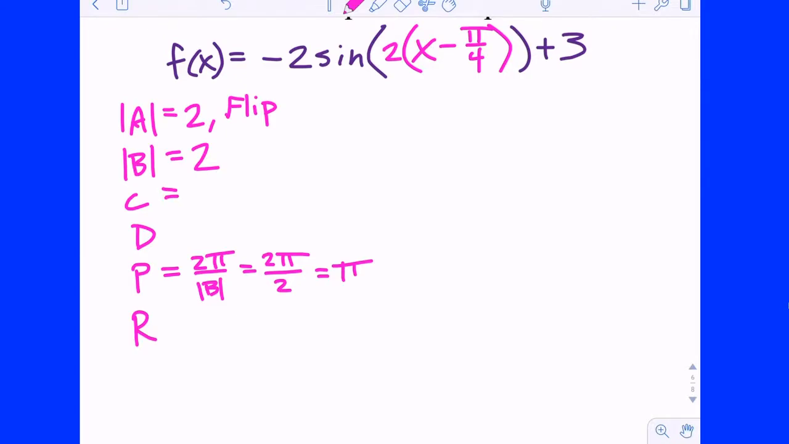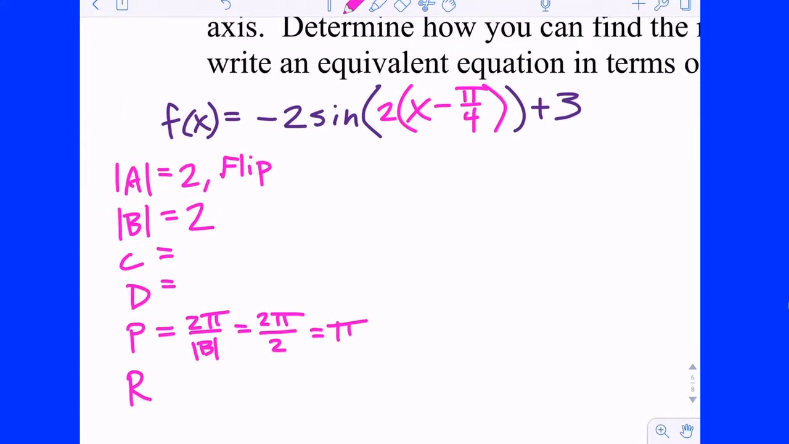C and D, you don't have to put plus or minus, you just have to know which way it's going. So the C is the horizontal shift. Is it left or right pi fourths? Right pi fourths, so you can abbreviate right. Again, these are notes to yourself. And then D is up 3, right? Positive 3. So that's your sinusoidal axis.